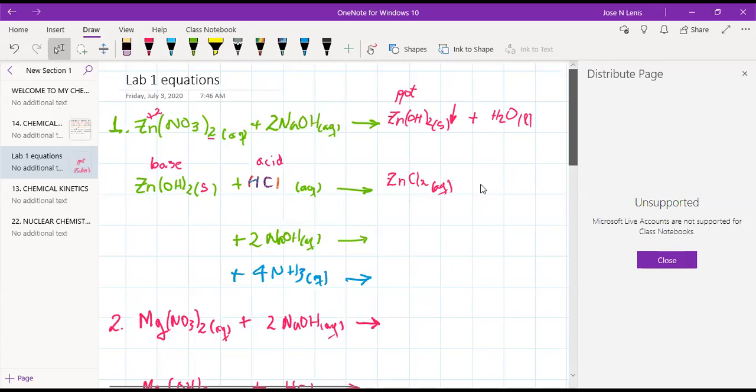What is the byproduct? OH plus H plus will form water, liquid. How many of those? We need 2 chlorides, so that means we need 2 here, and that will form 2 waters.